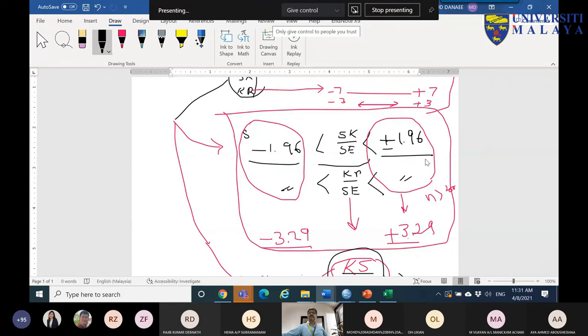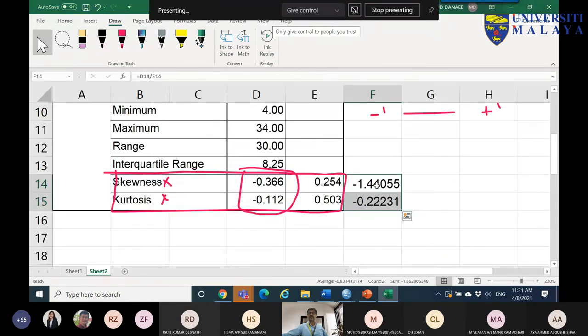Do you remember? The cutoff is -1.96 to +1.96. This is for small and medium sample sizes. For more than 200, even -3.29 to +3.29 is acceptable. So according to these two cutoff points, is this ratio acceptable or not?